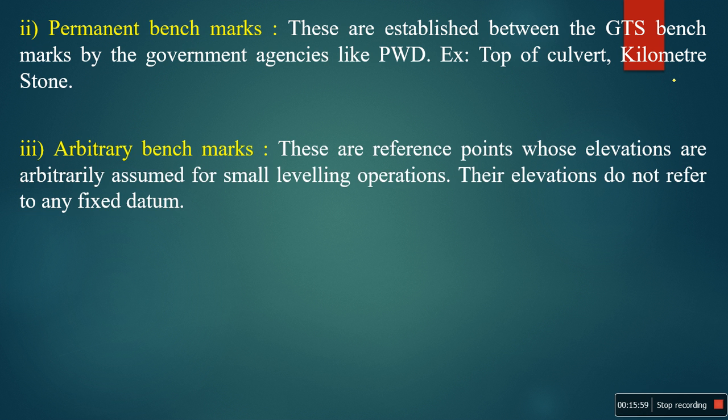Similarly, arbitrary benchmarks. These are reference points whose elevations are arbitrarily assumed for small leveling operations. These elevations do not refer to any fixed datum. So for example, if you are considering a smaller area, assuming an elevation up to that point in the surrounding of the construction site, it is called an arbitrary benchmark. These do not refer to the Mumbai sea level or mean sea level.